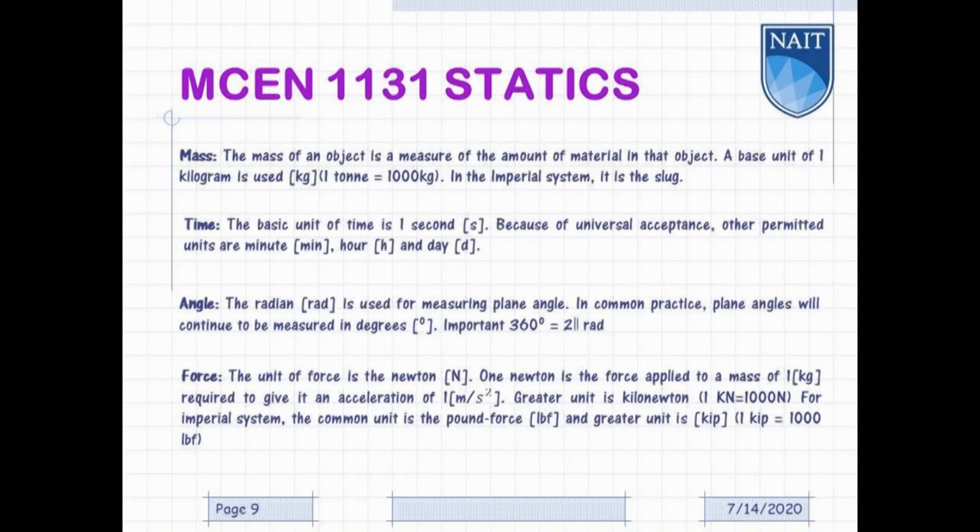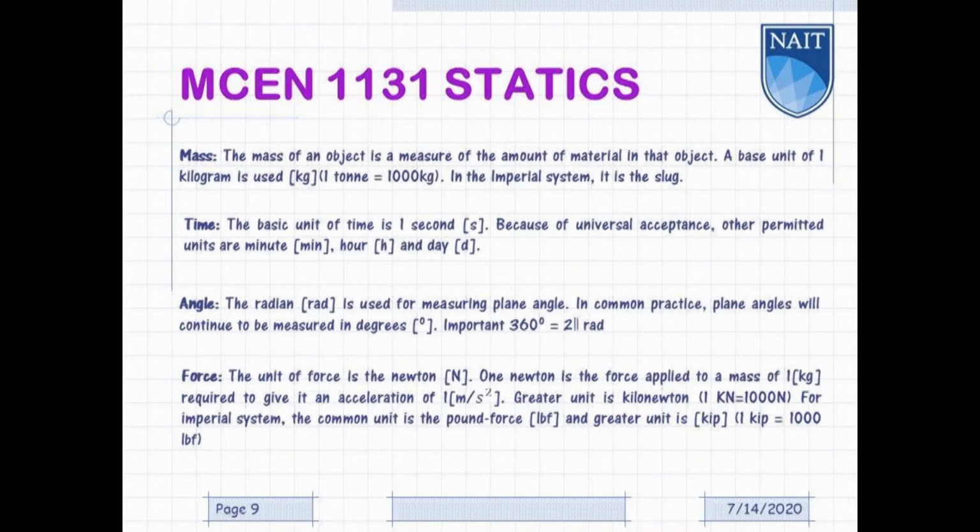Mass. The mass of an object is a measure of the amount of material in that object. A base unit of 1 kilogram is used, with 1,000 kilograms equaling 1 ton. In the imperial system, it is a slug. Time. The basic unit of time is 1 second. Because of universal acceptance, other permitted units are the minute, the hour, and the day.